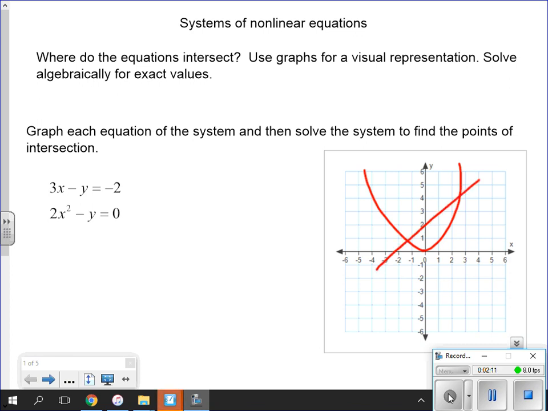I'm not completely accurate on what's going on here, but this is what I have. I've got a line, I've got a parabola. Where do they cross? They cross at two places. They cross here and they cross here.